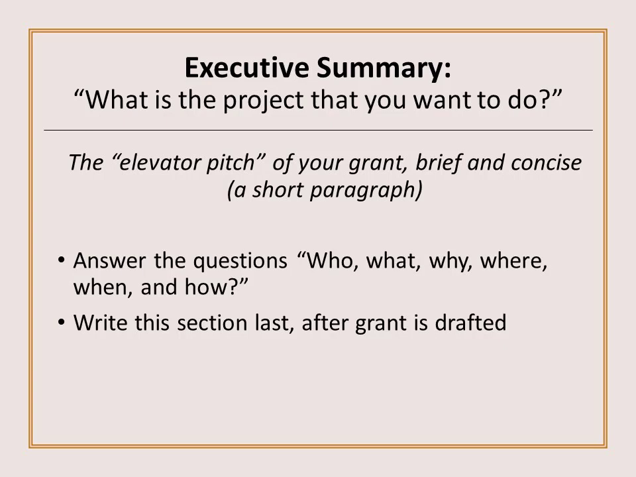The executive summary answers the question, what is the project that you want to do, and is the elevator pitch of your grant where you introduce the topic and give an overview of all its working parts. You should elaborate here on who, what, why, where, when, and how your project will function. This is often the part that gets read before the rest of the application, so it's important to make a good first impression here. This section is typically around 750 words, and it's helpful to write this portion last after you have confidently written out the rest of your application.